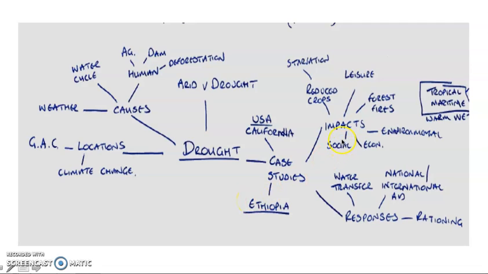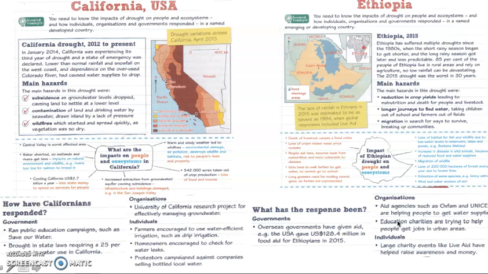And you need to look at what are the impacts from reduced crops, which could lead to starvation or increased food prices, impact on leisure, increasing forest fires, and the social, economic and environmental impacts. But also again looking at the responses, such as transferring water from one area to another, international aid and water rationing. Now, for more information, you can pause it and have a look at the information on screen now.